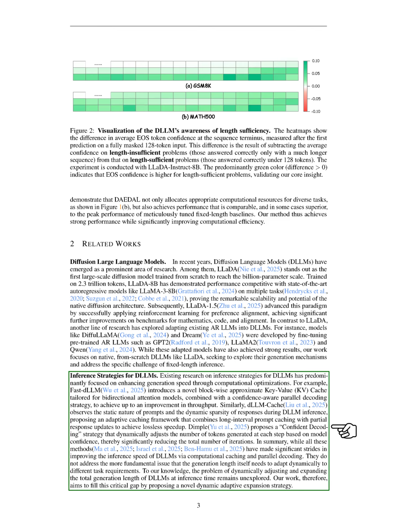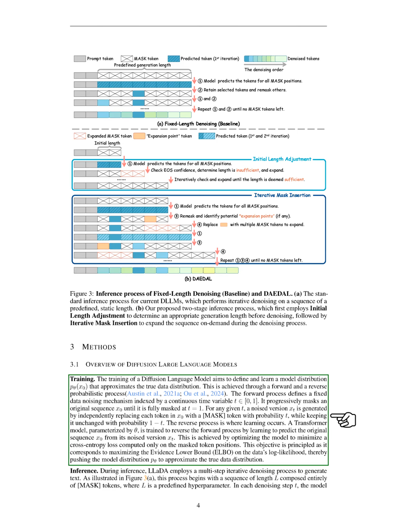Section: Overview of Diffusion Large Language Models. In this section, we provide an overview of Diffusion Large Language Models, DLLMs, and their training process. Our goal in training a diffusion language model is to create a model distribution that closely resembles the actual data distribution. We achieve this through a forward and reverse probabilistic process. The forward process introduces noise to the original sequence, progressively masking it until it is completely obscured. At any point in this process, we generate a noised version by replacing each token with a masked token based on a certain probability, while keeping it unchanged with the complementary probability.